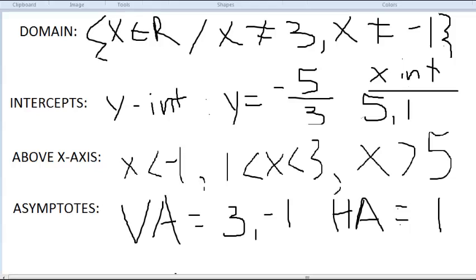And we determined when the line was above the x-axis by using that chart. And so we determined when x is less than -1, it's going to be above the x-axis. And when x is between 1 and 3, it's going to be above the x-axis. And also when x is greater than 5. So our asymptotes, they're very important. Our vertical asymptotes are 3 and -1. And we determine that using the zeros of the denominator. And the horizontal asymptote is 1.